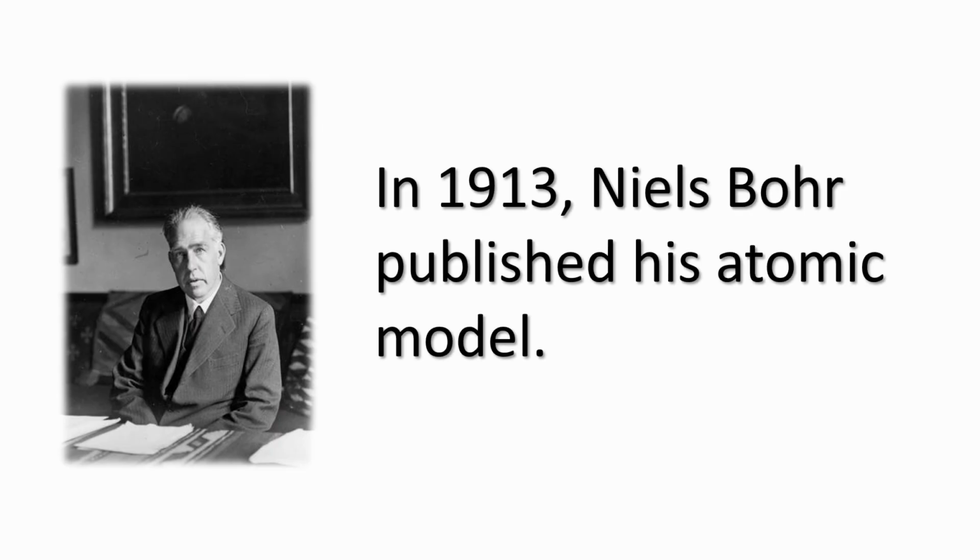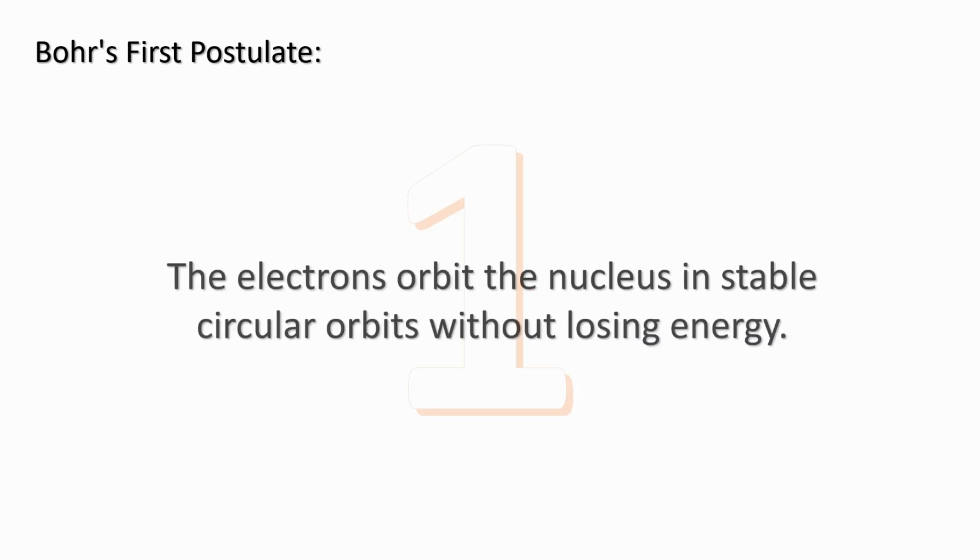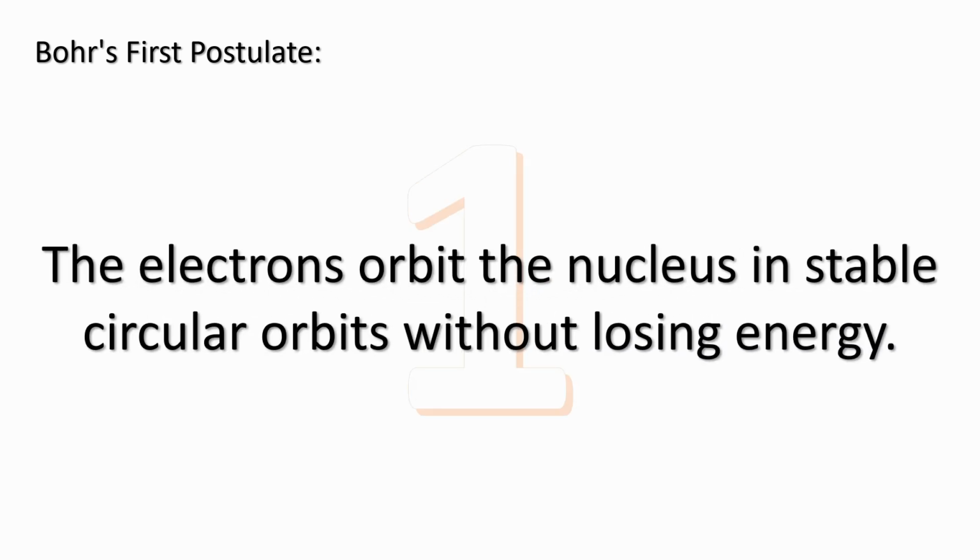In 1913, Danish scientist Niels Bohr introduced his atomic model. He presented it in the form of three postulated statements, a starting point for further discussion. The first Bohr postulate states that electrons orbit the nucleus in stable circular orbits without losing energy. This postulate conflicts with the principles of electrodynamics.